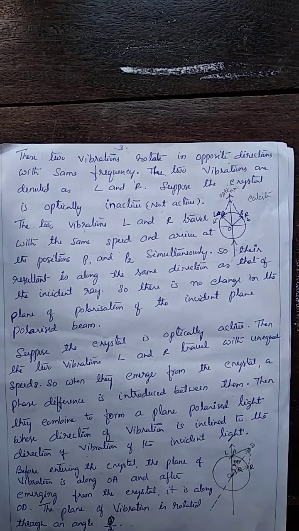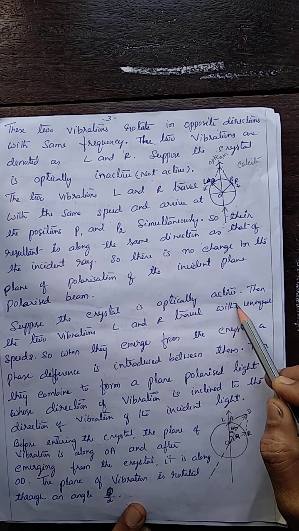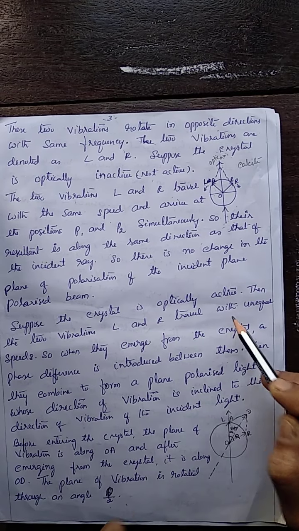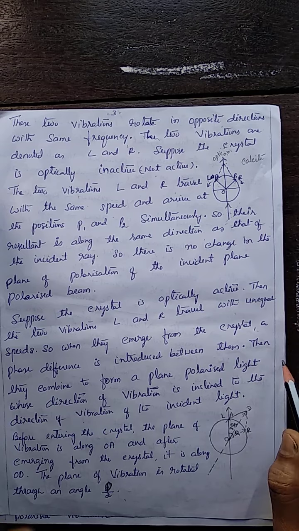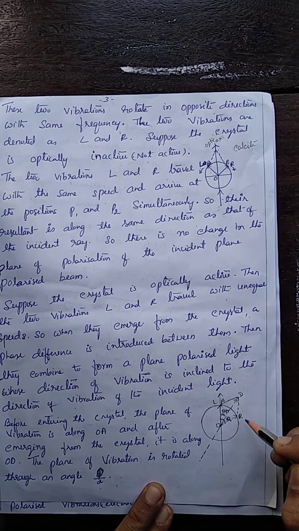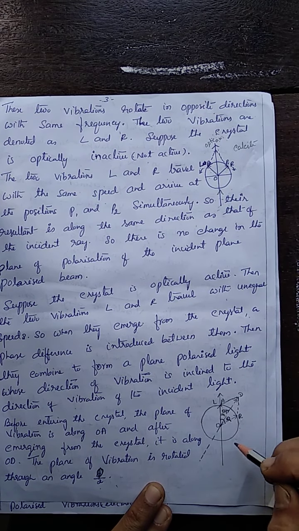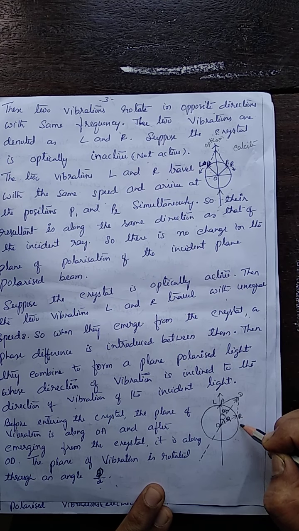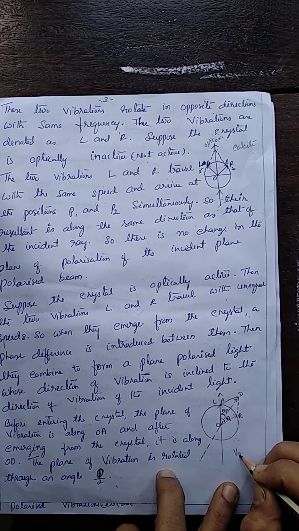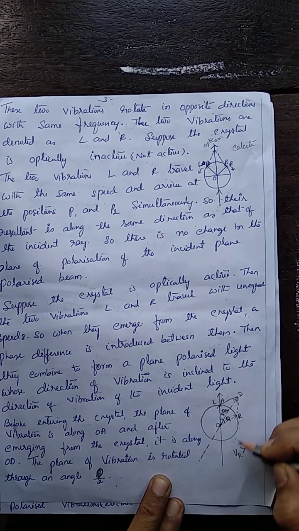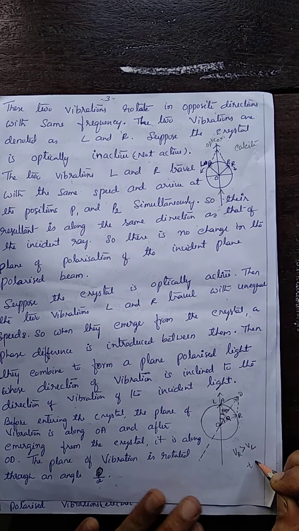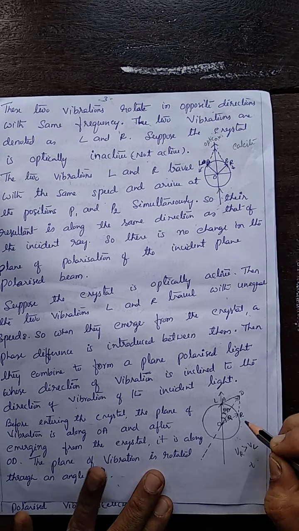But when the crystal is optically active, the two vibrations, L and R, travel with unequal speeds. Suppose it is a dextrorotatory, right-handed crystal. In a right-handed crystal, the vibration R travels faster than the vibration L, so VR is greater than VL. R travels faster.